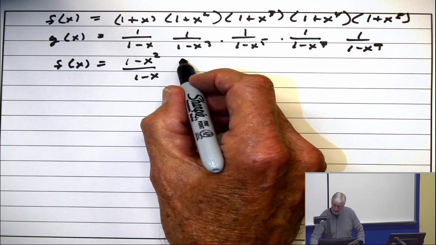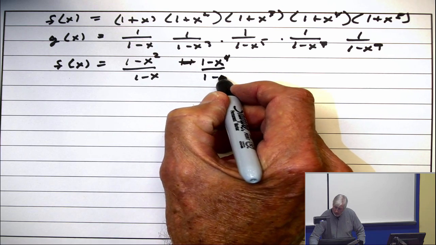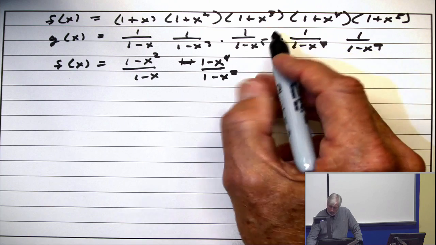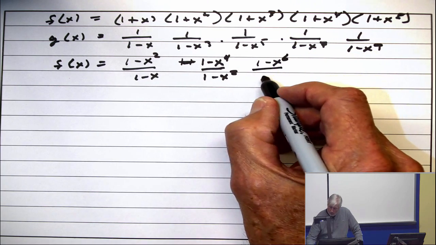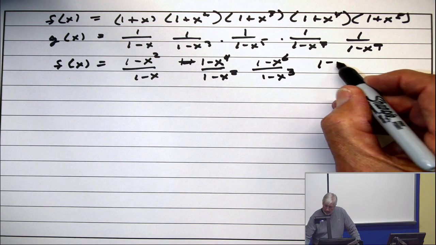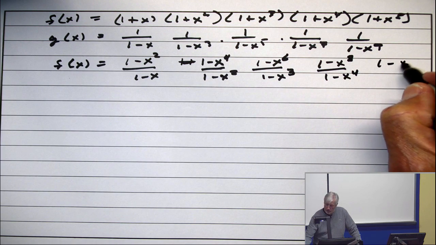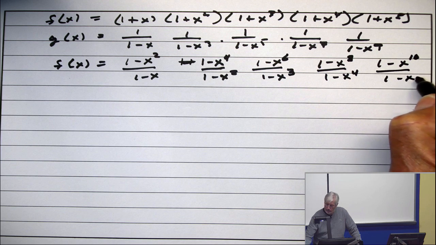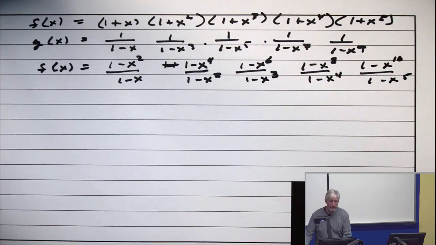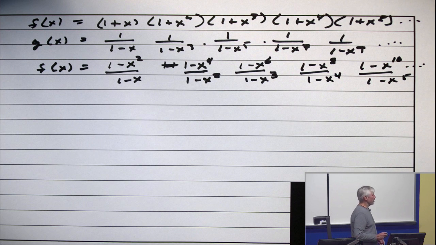Now I'm going to rewrite this one. That's 1 plus x squared, that's 1 minus x to the fourth over 1 minus x squared. That's 1 plus x cubed. That's 1 minus x to the sixth over 1 minus x cubed. The next one is 1 minus x to the eighth over 1 minus x to the fourth. I'll write another one, 1 minus x to the 10th over 1 minus x to the 5th. And now, all of these are dot, dot, dots. Ooh, with all the usual warnings about the danger of dot, dot, dots.